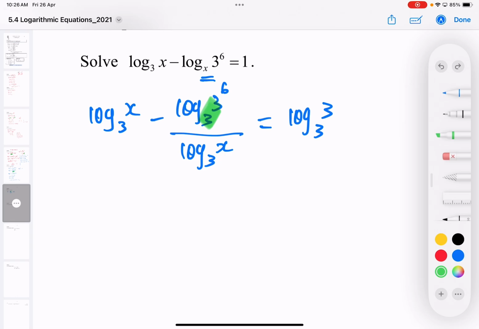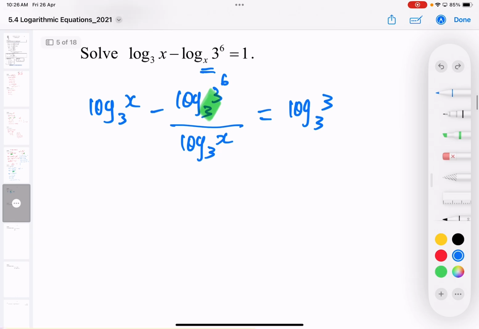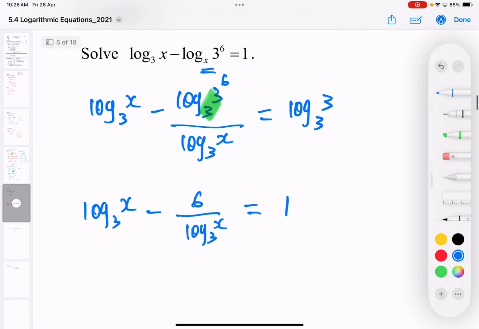Okay, let's do things slowly. So I'm going to get log base 3 of x minus 6 over log base 3 of x. Actually, this one we don't even need to change to log 3; we can leave it as 1. I want you to think about this. This one is the slightly more challenging one. How are we even going to solve this thing? Cancel it? No. Yes, substitution.